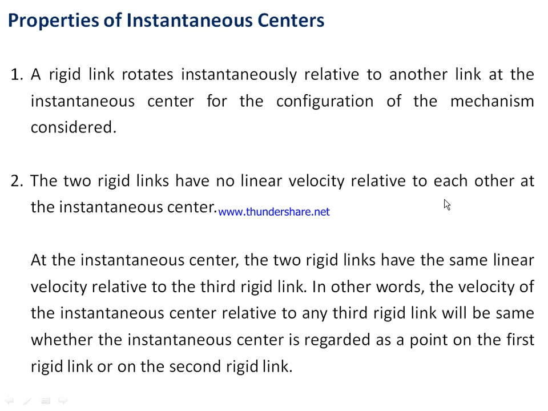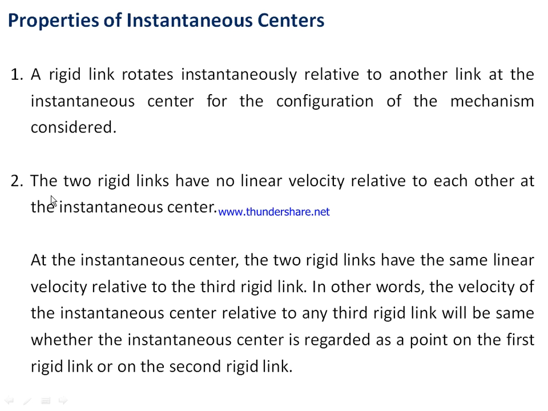Now let us try to understand the different properties of the instantaneous centers. The first property of the instantaneous center is that a rigid link rotates instantaneously relative to another link at the instantaneous center for the configuration of the mechanism considered. A rigid link rotates instantaneously at that instant with respect to another link at the instantaneous center for the configuration of the mechanism under consideration.